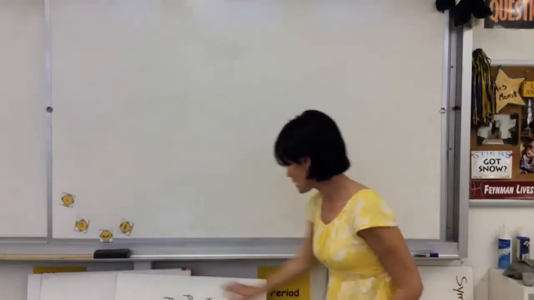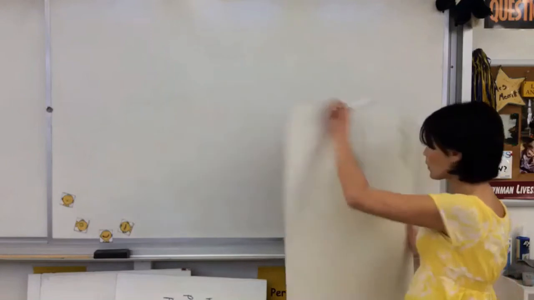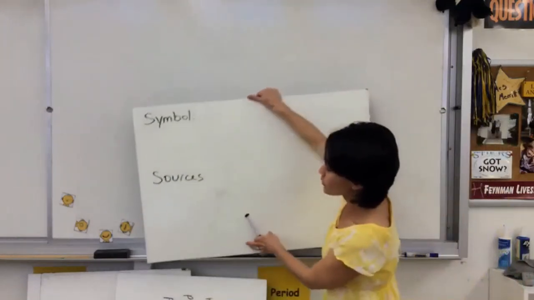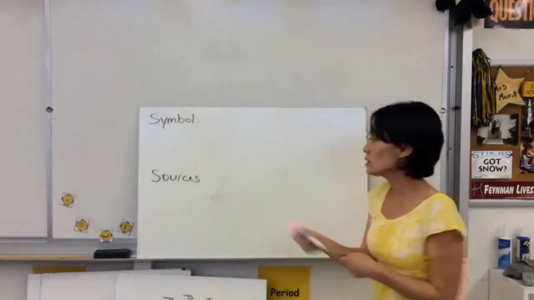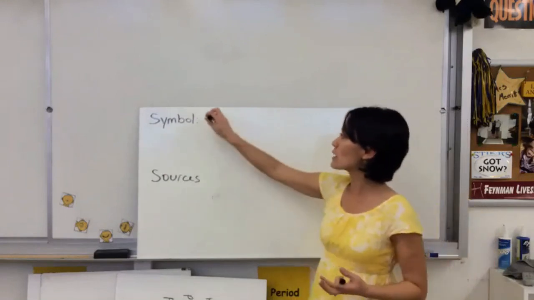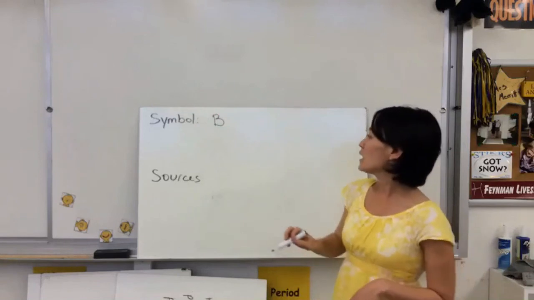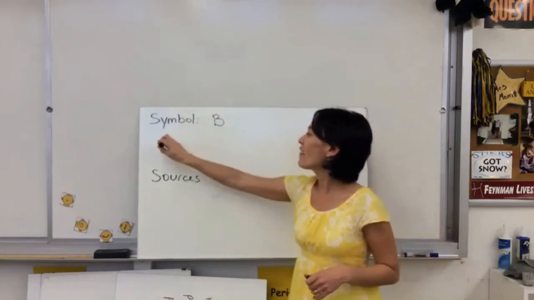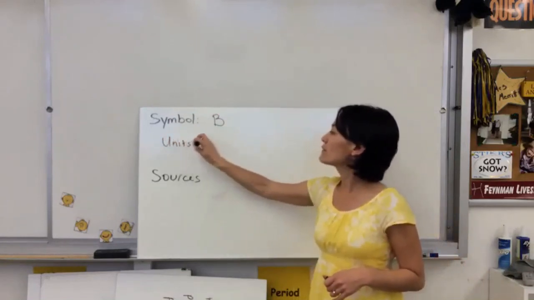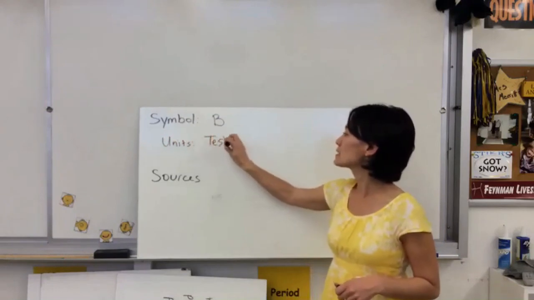One last little thing in terms of magnetic field lines. We will look at the actual equation for magnetic fields later, but for our purposes right now, the symbol for magnetic field is a capital B. I don't know where it comes from. And the units for magnetic fields are Teslas.